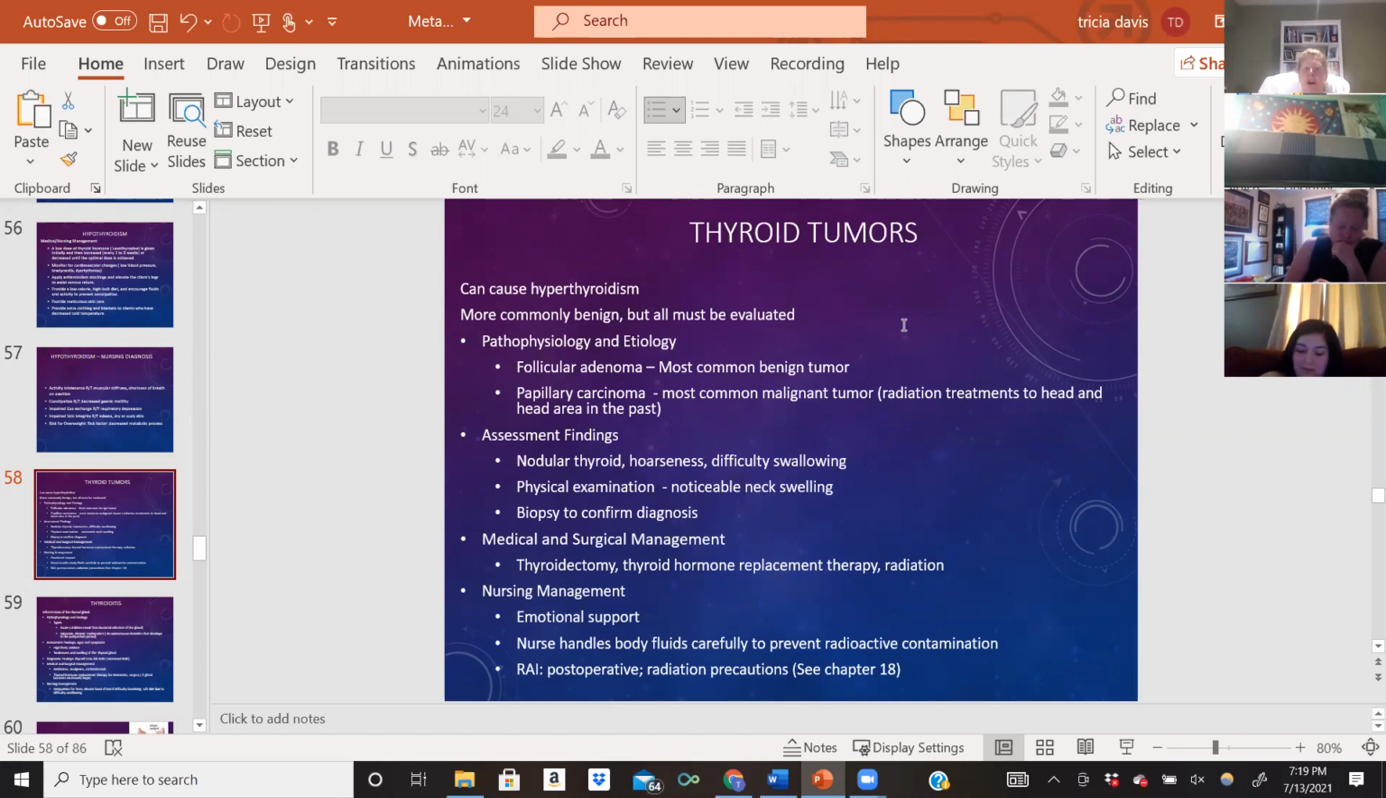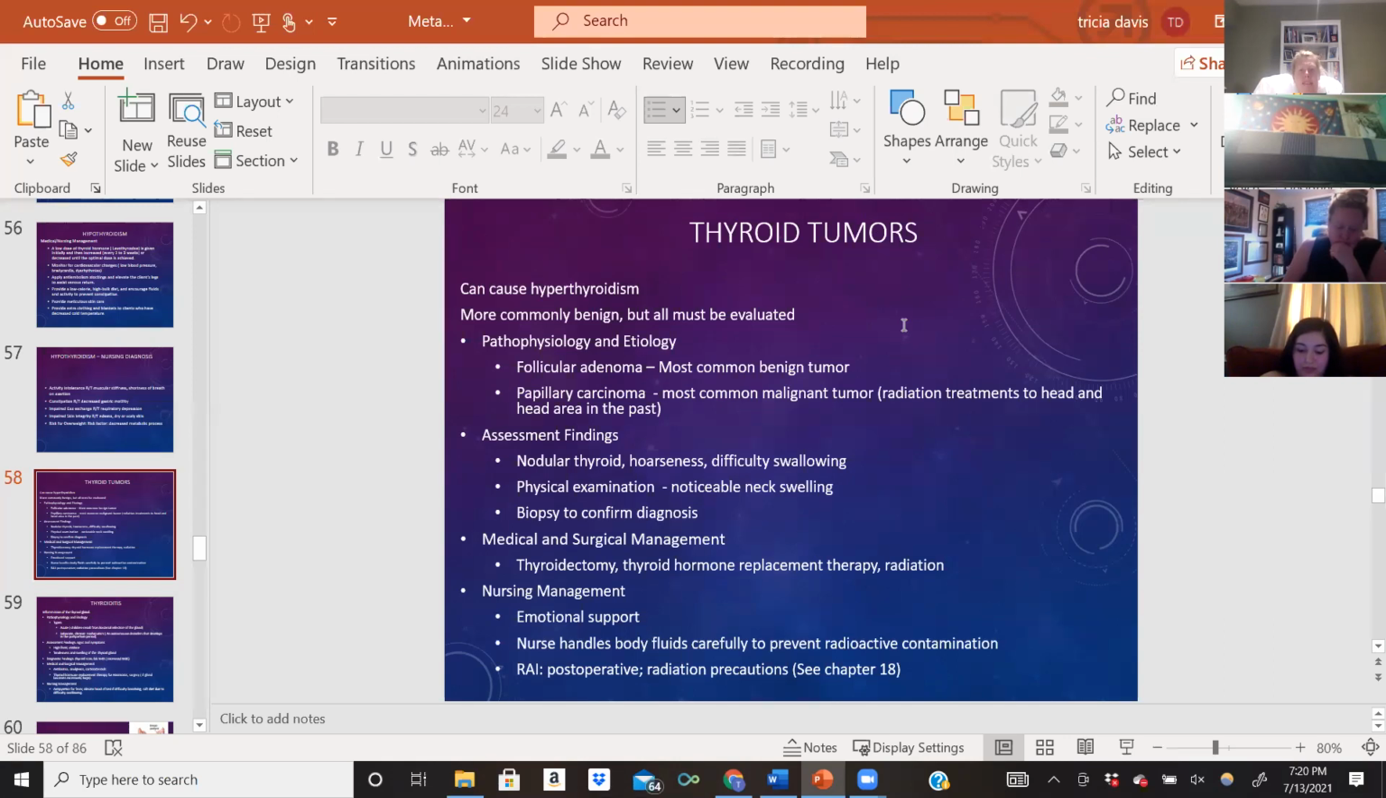So they can develop what's called a follicular adenoma. These are the most common types of tumors that we see, and these are benign. They can also develop a papillary carcinoma. So this is a malignant tumor, and this is the most common malignant tumor that we see in these thyroid tumors. Usually we see these papillary carcinomas in patients who have had any kind of radiation treatment to the head or the head area in the past. So if they've had any kind of brain cancer or anything like that, then they develop this papillary carcinoma.